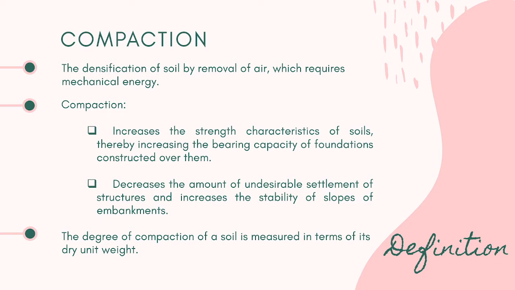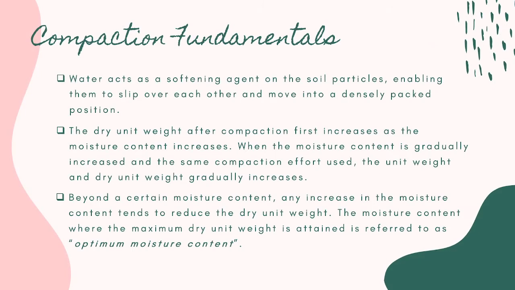So the degree of compaction of a soil is measured in terms of its dry unit weight. So you will notice that prior to the compaction of soil in the field, water is sprayed in the soil. So this is because water acts as a softening agent in the soil particles. So if there is a softening agent, the soil particles can slip over each other and then they can move into a densely packed position.